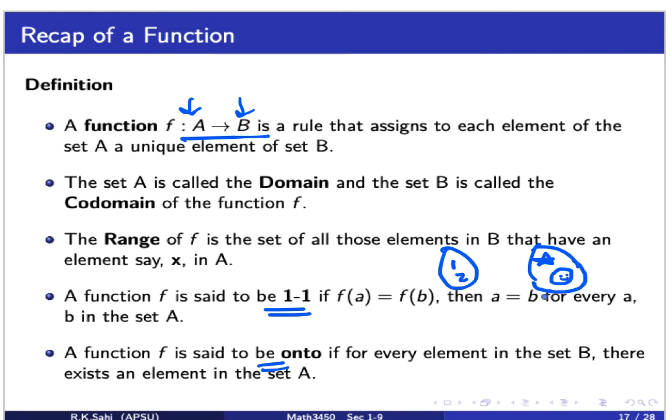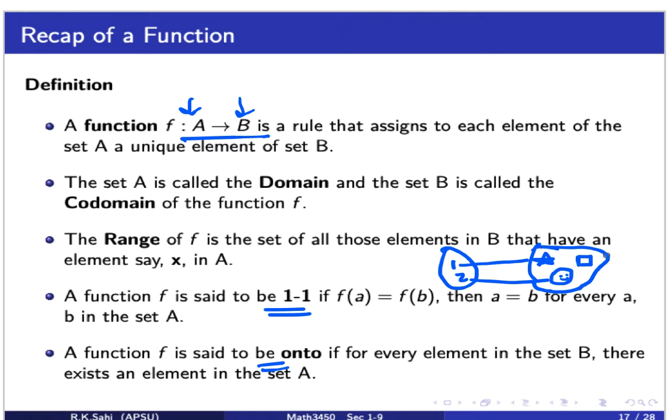So here's my set. 1 to 1 means 1 goes to star and 2 goes to smiley, and that's it. You cannot have more than that. But if it is a function, if it is 1 to 1, I can have another one. Say I have a square. This is also a 1 to 1 function because if there are 2 elements in the domain, then they will only go to unique elements in the codomain. That's the meaning of 1 to 1.